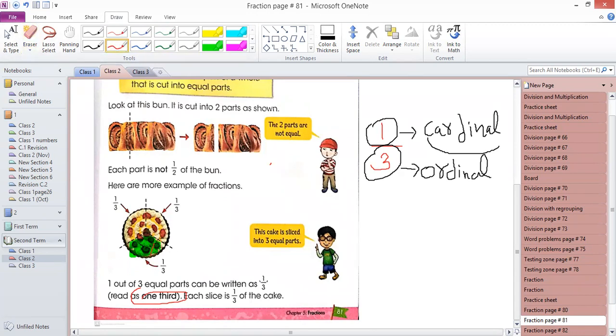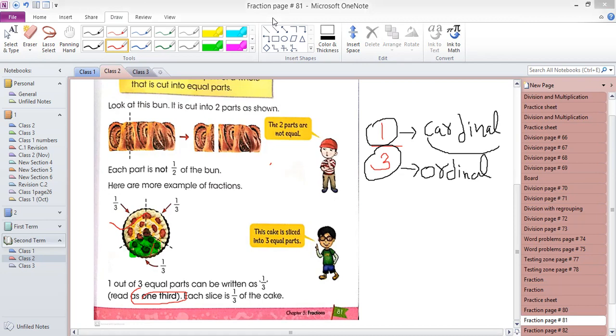If you need to write the fraction of any of the parts, you will say there is 1 in the numerator and 3 in the denominator. Out of 3 parts, this is 1 part. So this is 1 over 3. And how will you read it? You will read it as one third.